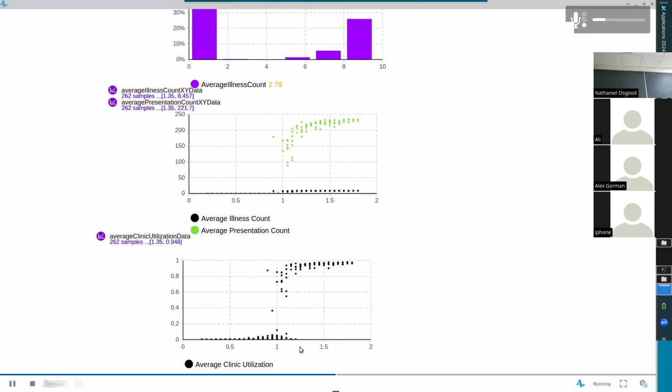Okay, so now let's go up to this graph just above that. Average presentation count and average illness count. So average presentation count, what is this saying? If this is the number of times, on average, someone is going in seeking care in the population, and you have a scatter plot like this. Again, as the contact rate rises, you have this very low value, as observed, to about 1, and then it goes very high. What is that saying about what's going on? Can anyone tell the story about that?